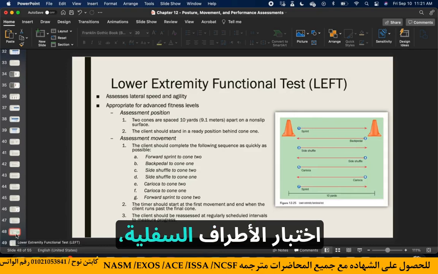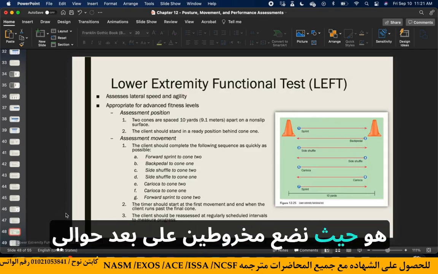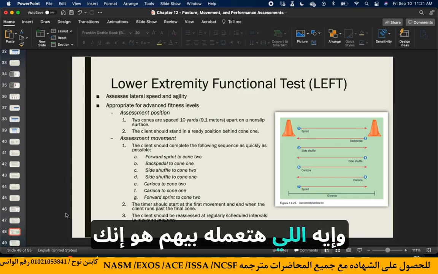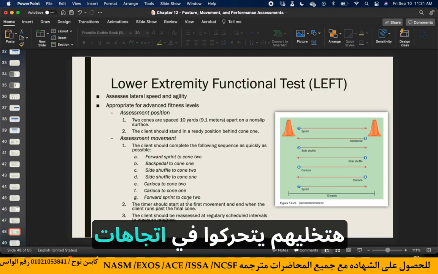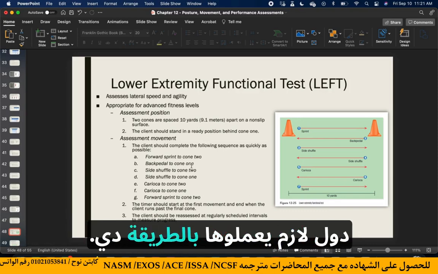The lower extremity test, or lower extremity functional test, or the LEFT test, is where we would have 2 cones set up about 10 yards apart, okay, so about 30 feet. And what you're going to do with them is you're going to have them go in multiple directions. So if you look A through G, they have to do it in that manner.